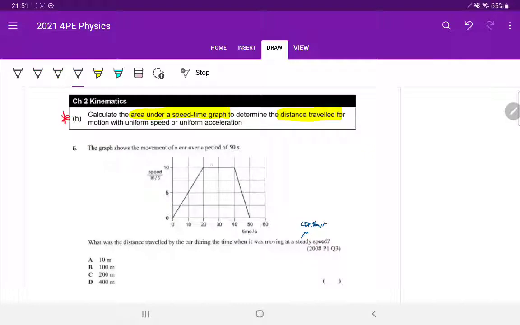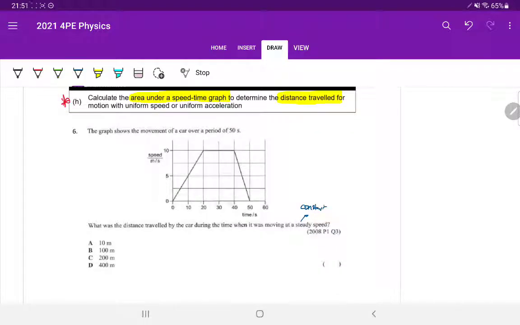Which part of this graph is constant speed? Okay, I hope you can identify this by now. This region is constant speed because it is constant at what? 10. Can you see across the 20 seconds the speed doesn't change? The speed is always at 10 meters per second. Okay, so here's a constant speed. So they want you to find the distance traveled by the car during this time.